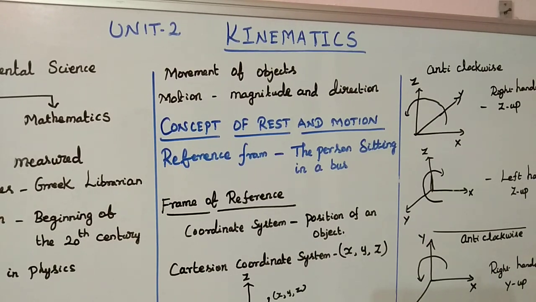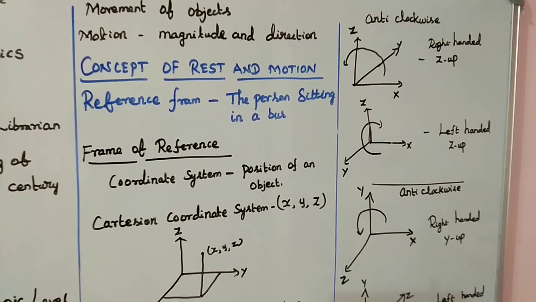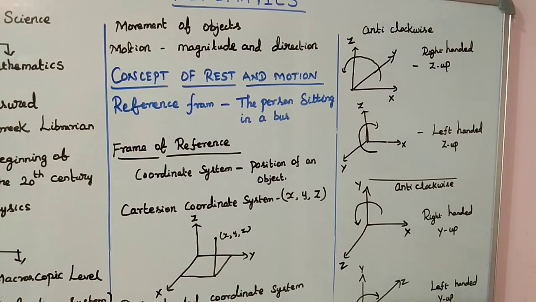Frame of reference: the position of an object. Suppose this is a point object. This point is described in terms of three coordinates x, y, z. These three coordinates explain the position of the object. So the position of an object explained by a coordinate system is known as a frame of reference. We know the Cartesian coordinate system x, y, z. These systems explain the position of the object.